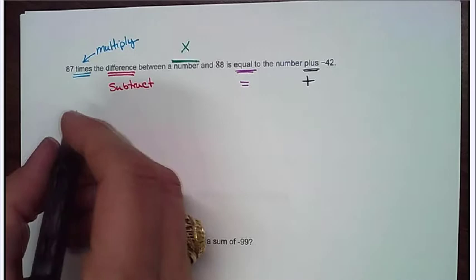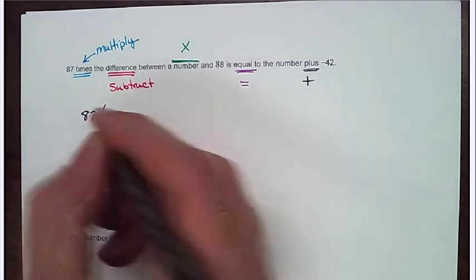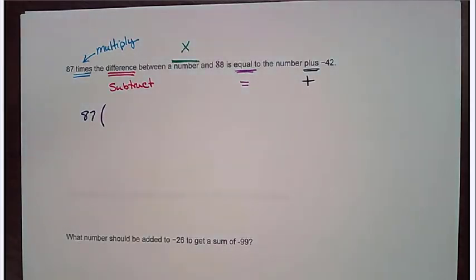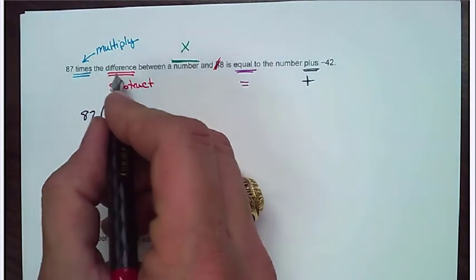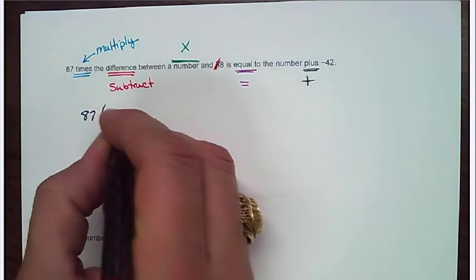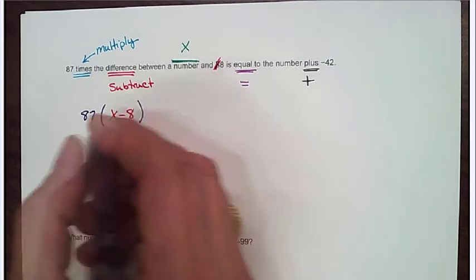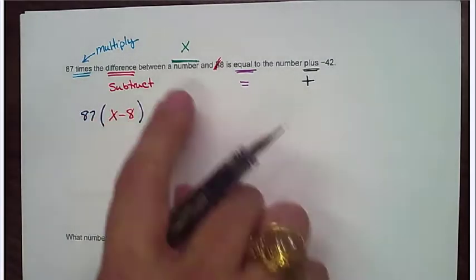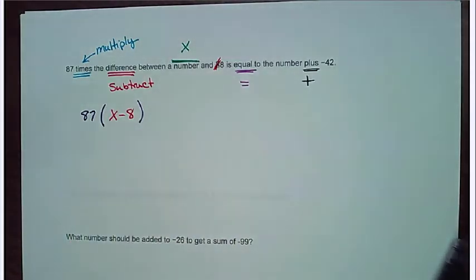So what this looks like is the number 87 times the difference. So I'm going to go ahead and open up those sets of parentheses, and then I'm going to have the difference between a number, and this didn't print right. This should have just been 8. So the difference between a number and 8, well, that's just going to be x minus 8. And there's the number times the difference between a number and 8 is equal, well, there's my equal to sign. Do that in our purple.